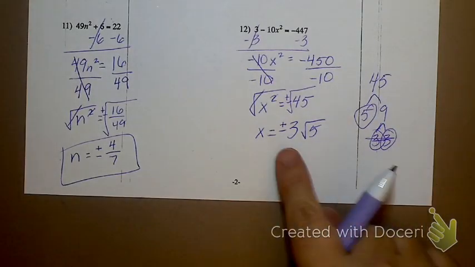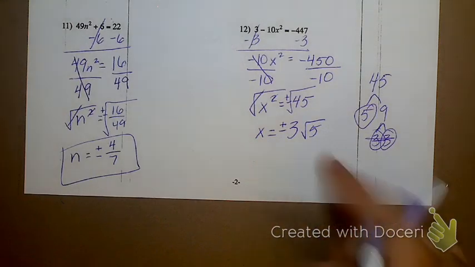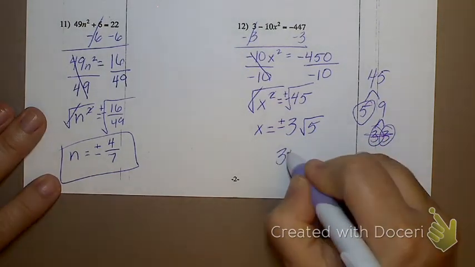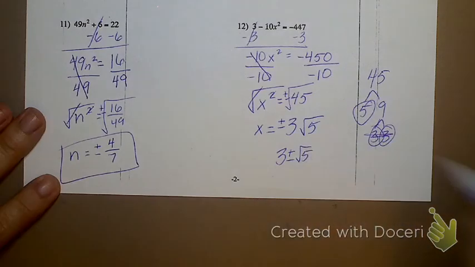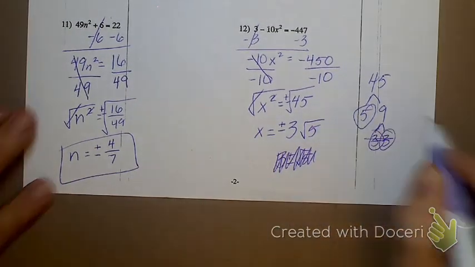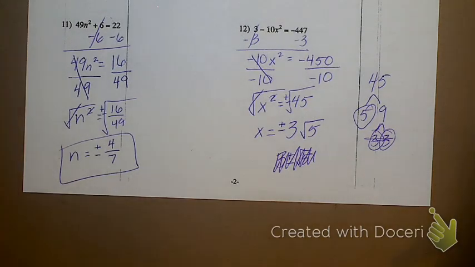Now, please do not get this confused with 3 plus or minus radical 5. Some people will want to write their answers like this because they've seen something that looks like that before. The plus or minus comes before anything you're taking out of your radical. Okay? So please don't get that confused.